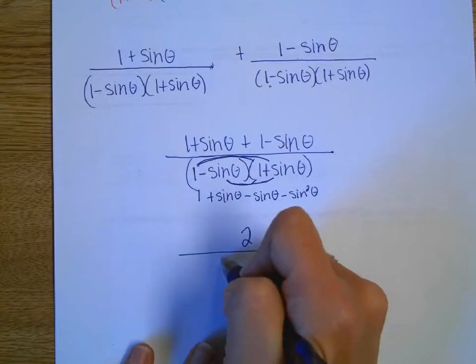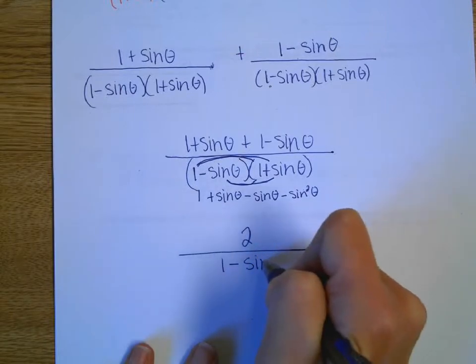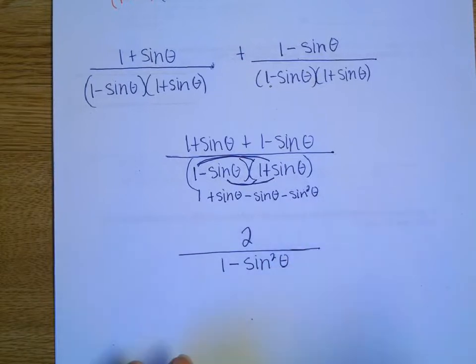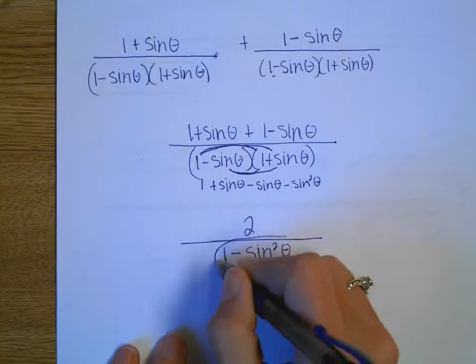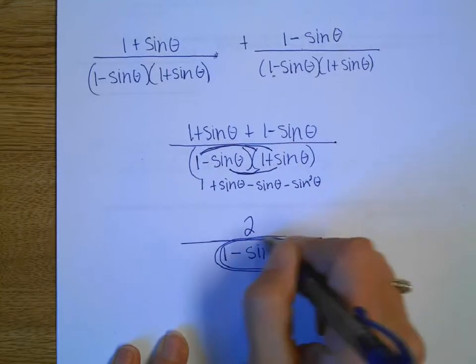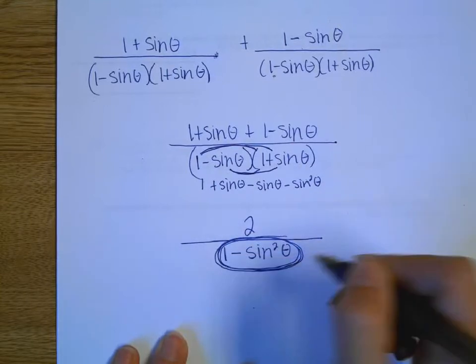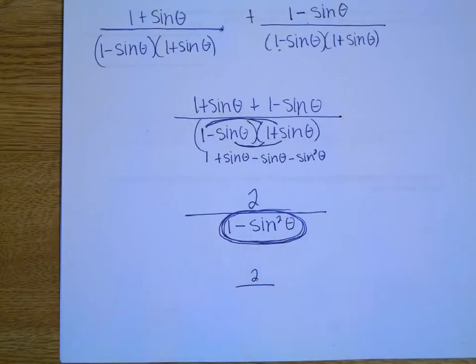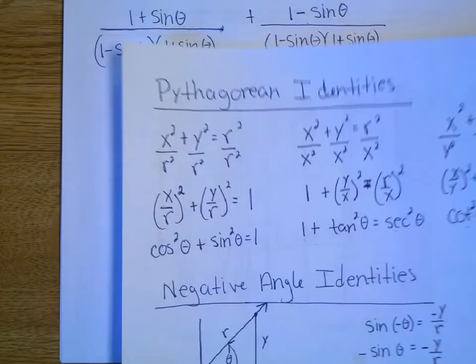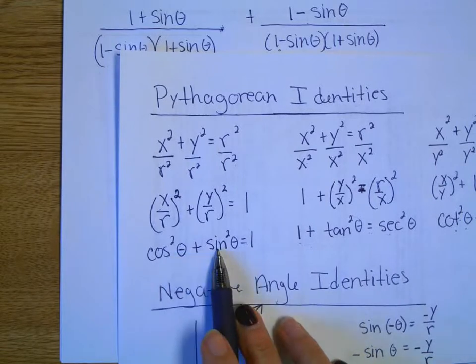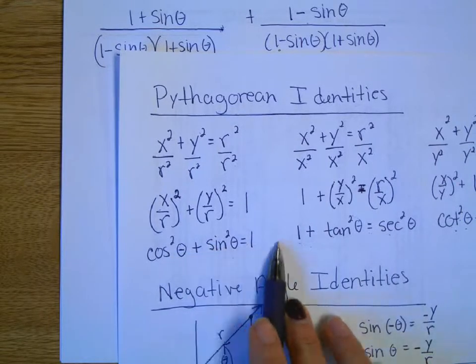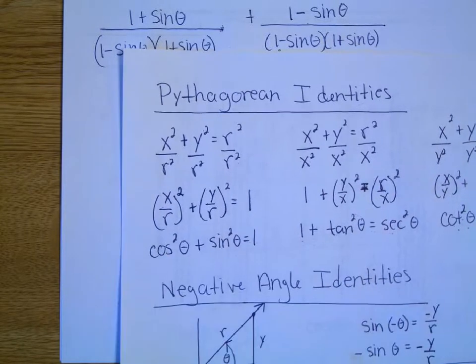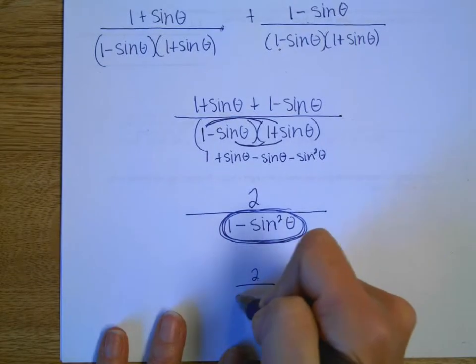Signs cancel, so I've got 1 minus sine squared. That looks awful familiar. Does that equal secant squared? It does not. It equals... let me take a look. Here's cosine squared plus sine squared. If I subtract the sine squared, I'd have 1 minus sine squared. What does 1 minus sine squared equal? Cosine squared. So the bottom is actually cosine squared.